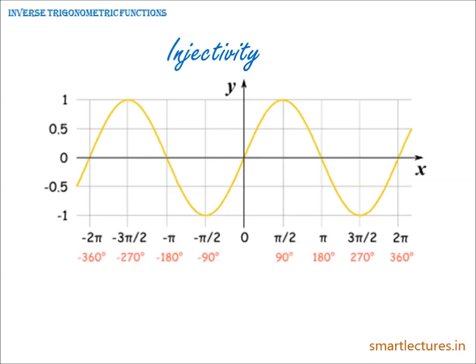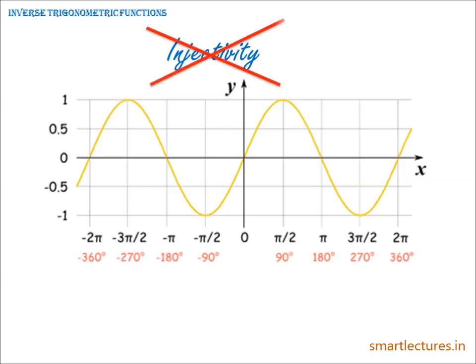Now here you can see from the graph there are number of angles on the x-axis at which the value of sine theta is same. Like here you can see sine 0 is equal to 0, but sine pi is also equal to 0, and sine minus pi is also equal to 0. Also you can see sine half pi is equal to 1, but sine minus 3 pi by 2 is also equal to 1. So that means the sine function is not a one-to-one function.